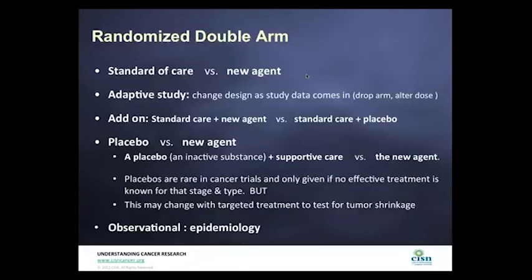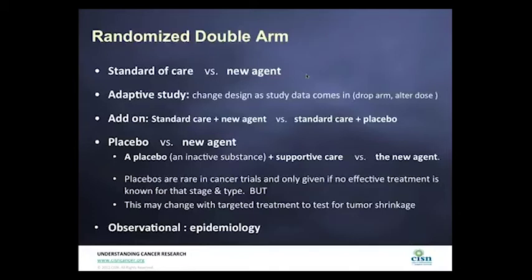But there's a few new designs out there. One of the new designs is that adaptive study that we talked about, the I-SPY2. And what happens with that is there's 3 or 4 or 5 arms. And it's designed so that as data comes in, you can change the study design. You can drop arms. You can alter doses. You can change which drug comes first. There's all kinds of things. And you have to write that all into the protocol.